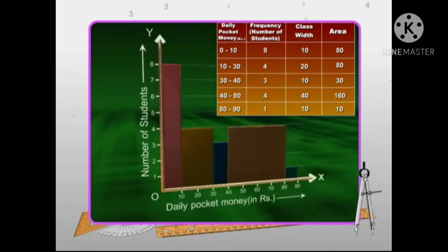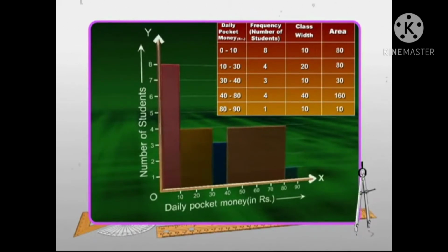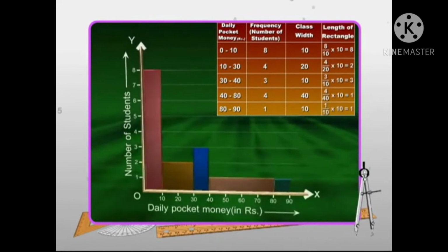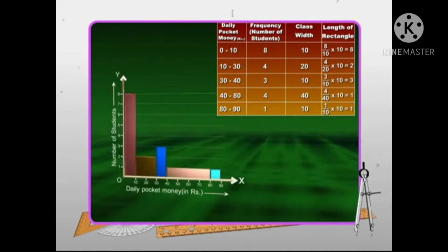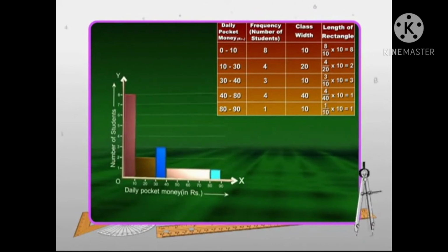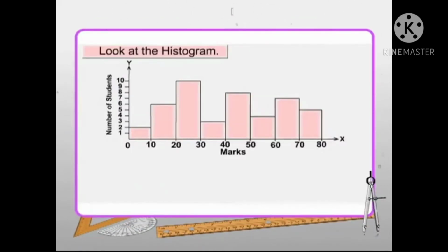To make the area of the rectangular bars proportional to the frequencies, adjust the length of the rectangular bars according to the formula: minimum class size upon class size multiplied by frequency of the class. Look at the histogram carefully. Now answer some questions on the basis of this histogram.